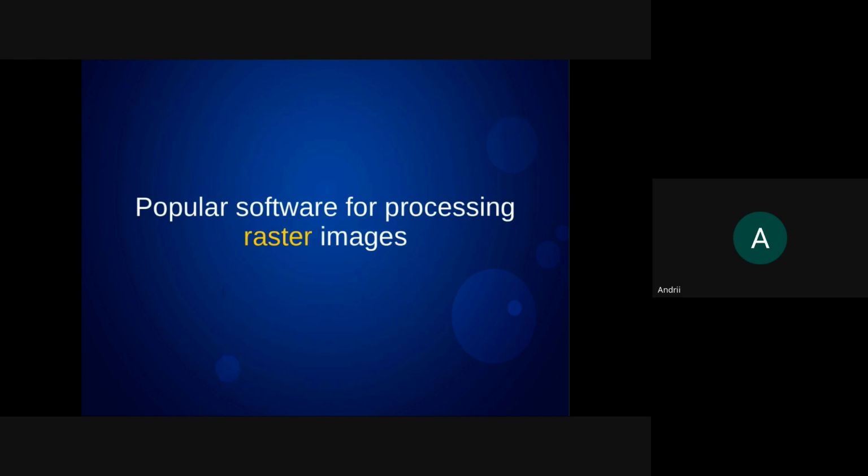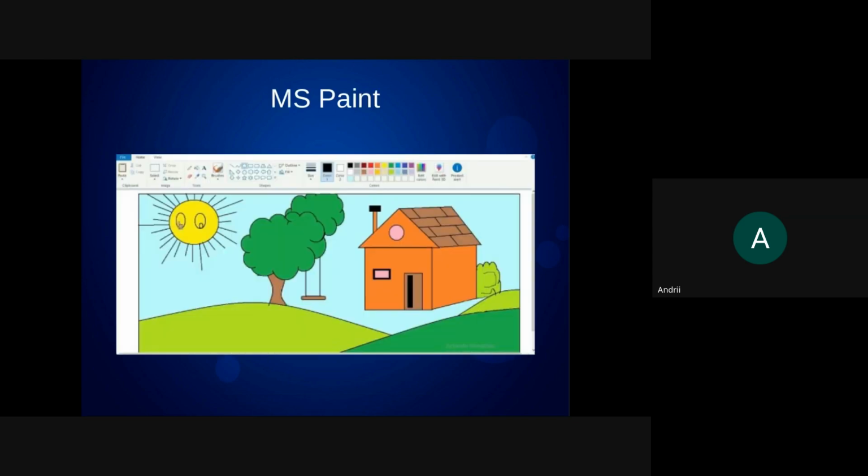So, popular software for processing raster images. The first one, you all know it, it's Microsoft Paint. You may like it, you may not like it, you may hate it, but still you know it. Everyone knows it. Probably there is almost no child in the world who has never used it, even at school or at home for fun. You can create some simple graphics here, some funny cartoonish graphics. Usually you cannot do some serious stuff in here, just simple cases.